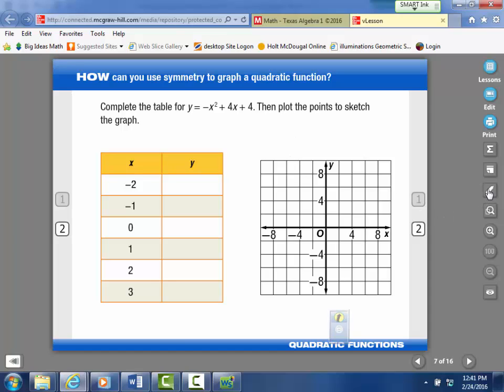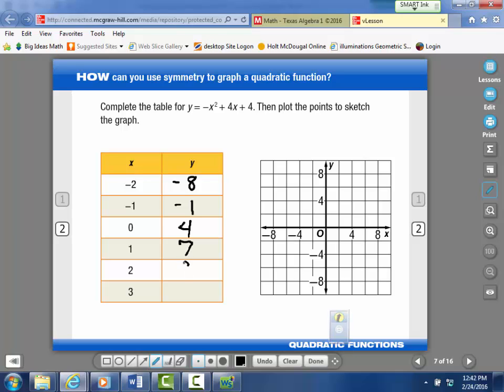Okay, so what you should have found is that negative 2 gives you a value of negative 8. Negative 1 gives you a value of negative 1. 0 gives you a value of 4. 1 gives you a value of 7. 2 a value of 8. And 3 a value of 7.